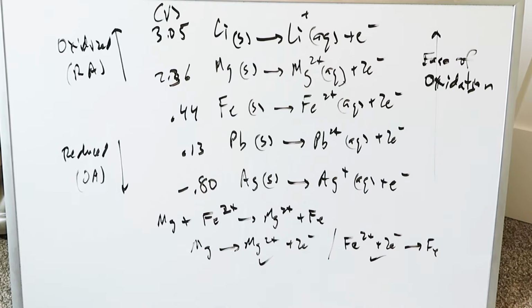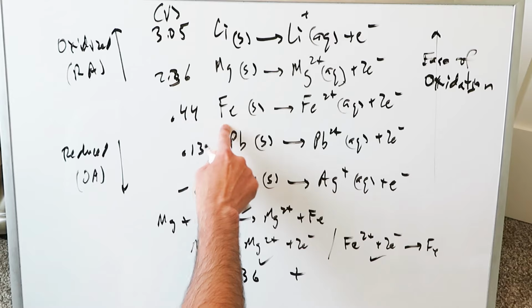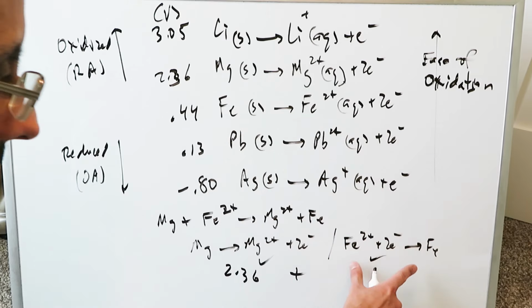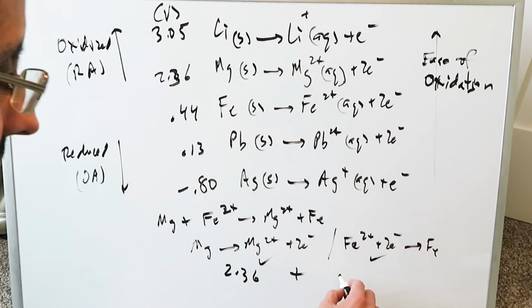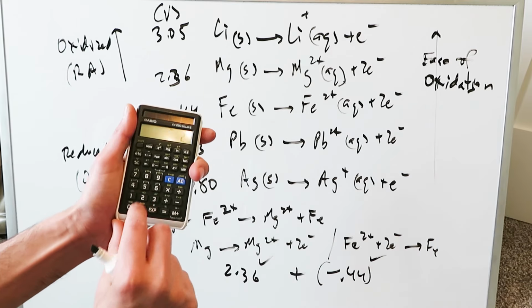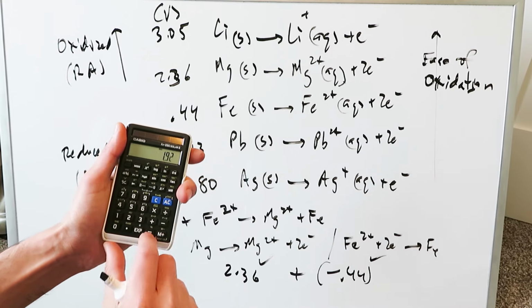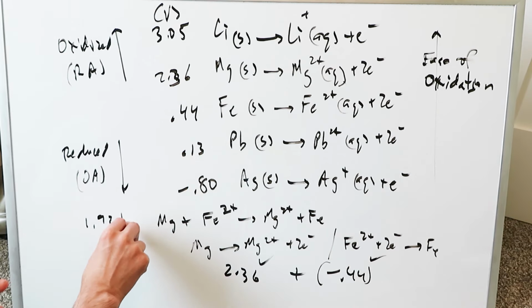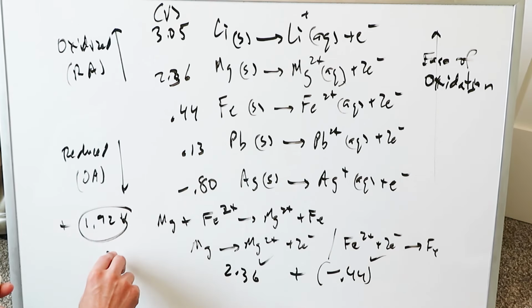What would be the potential of this reaction? Magnesium is 2.36. Iron here is 0.44, but this is an oxidation reaction. Here we're seeing a reduction reaction. It flips, so it flips to minus 0.44. Add these up. You'll have 2.36 minus 0.44. You'll have here 1.92 volts. It's a positive value, so it would be spontaneous. This reaction here would be good. It would occur as it's stated, a reaction that will occur.